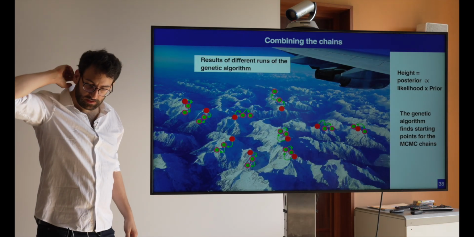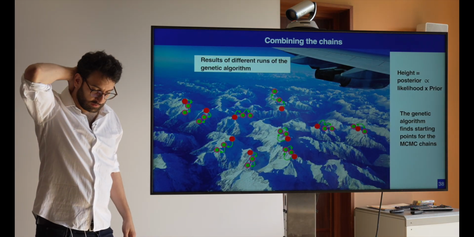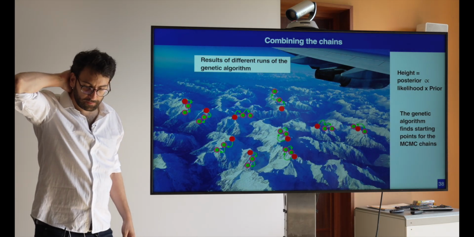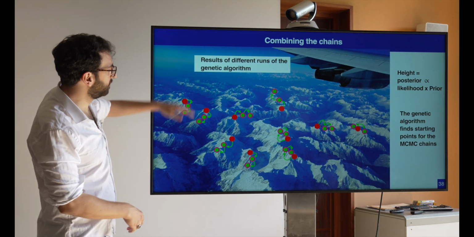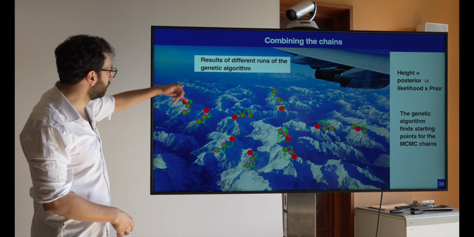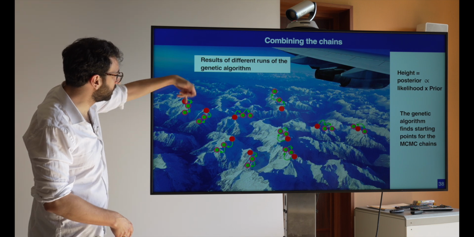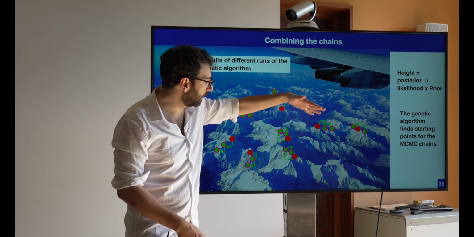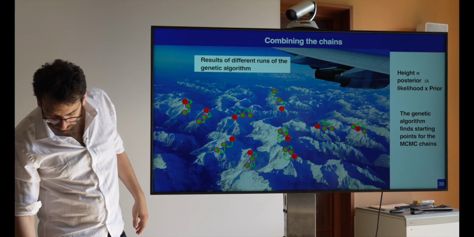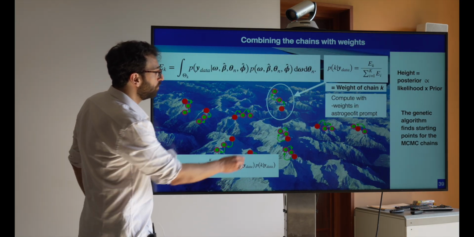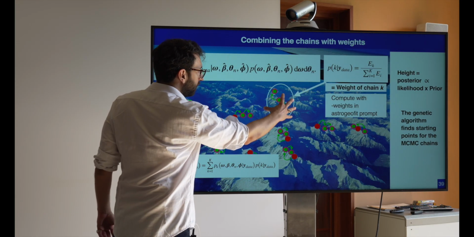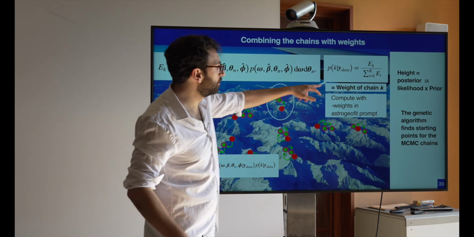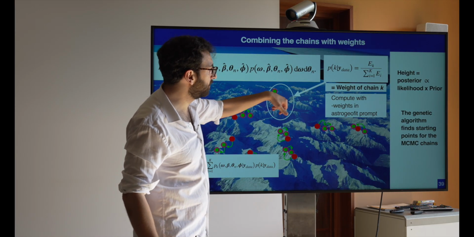Also, I think it's good to compute the weights of the different maxima. You know, we've seen it many times now that the MCMC explores different parts of the likelihood landscape, and you want to know if this chain matters or not. And this is the equation that gives you the weight of the chain to tell you if it should matter or not.